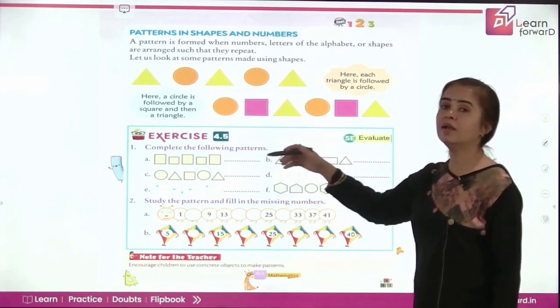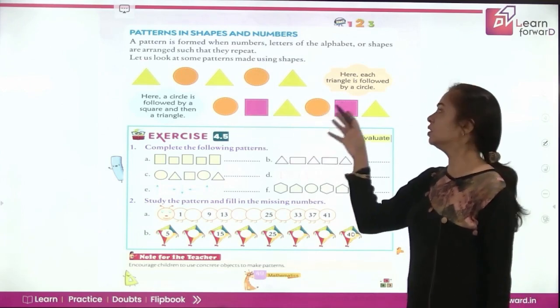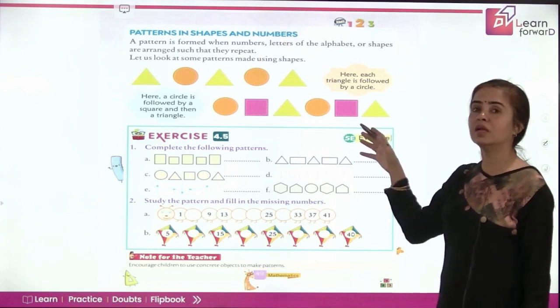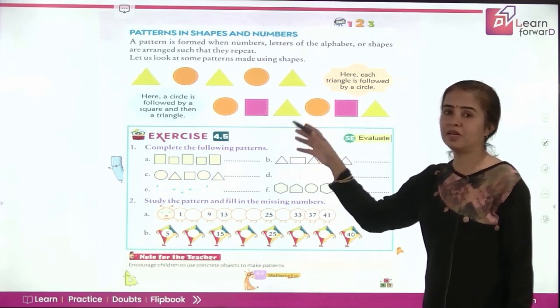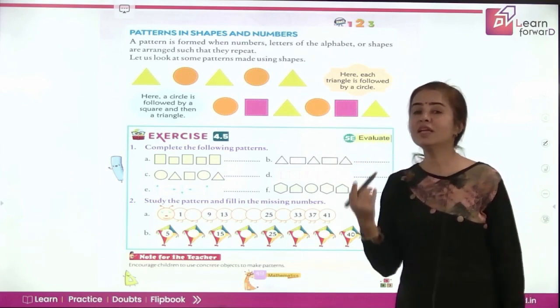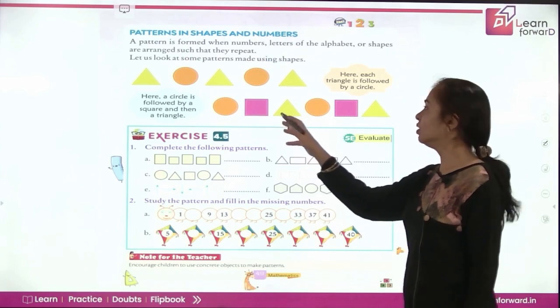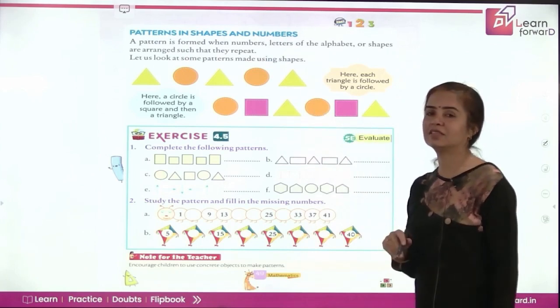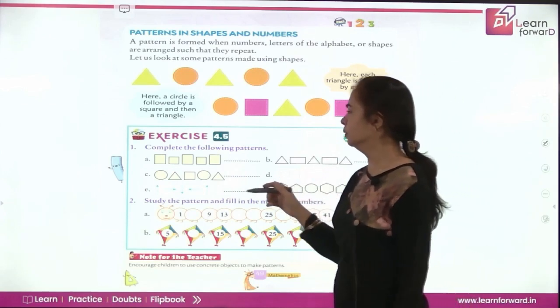Let's look here. We have circle, then square, then triangle, circle, then square, then again triangle. So what we can take care of is, we can see the repetition of shapes also. We can see the repetition of colors also. Yellow, pink, green, yellow, pink, green, like that. Okay. So it depends how you observe the patterns.